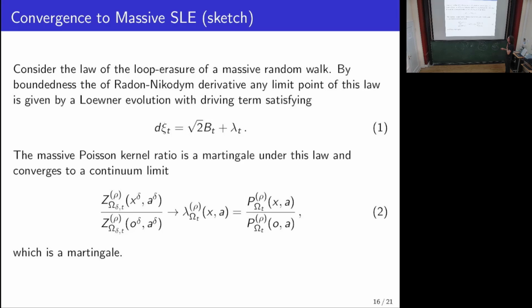And so, what's the hope? The hope is that you can prove that this converges to a continuum limit. Then, most of the time, because you can stop, it's not too hard to see that if you can prove this, the continuum limit will also be a martingale. And then, if you know that the continuum limit is a martingale, you can use this to determine what the drift of your driving function must be. And then you can identify the law of this, and then you can see that it's massive SLE too. So that's what we did.